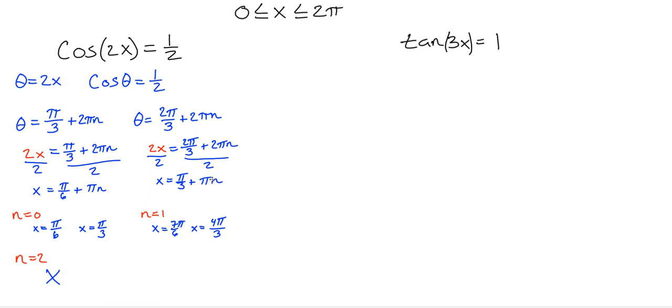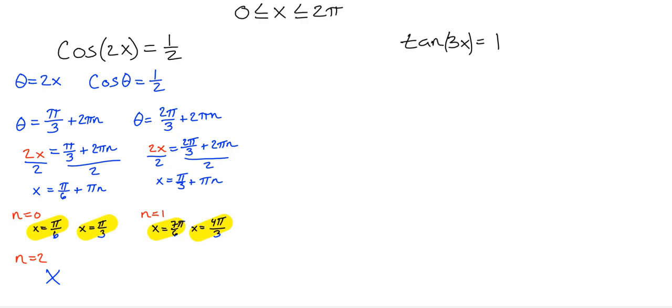So in this case, we only ended up with 4 possible solutions, which would have been pi over 6, pi over 3, 7 pi over 6, and 4 pi over 3. So those would be our possible solutions here for x.